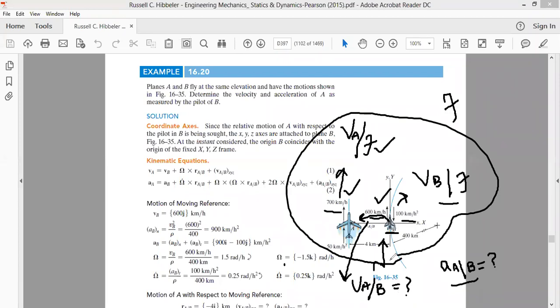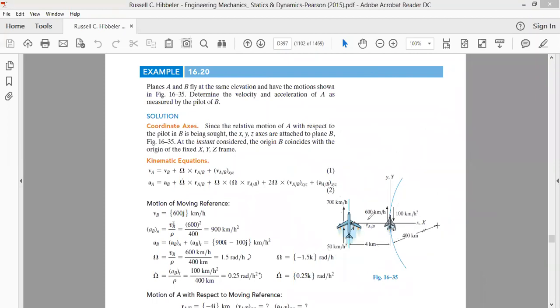But what we have to find? We have to find the velocity of aircraft A as measured by an observer in aircraft B. We have to find out the acceleration of aircraft A as measured by an observer in aircraft B. These are two important things. So we are given the velocity of A with respect to one frame of reference, but we have to calculate the velocity or acceleration of the aircraft in another frame of reference. If you look at this overall problem, we have to find velocity of A with respect to B. So we have two frames of reference.